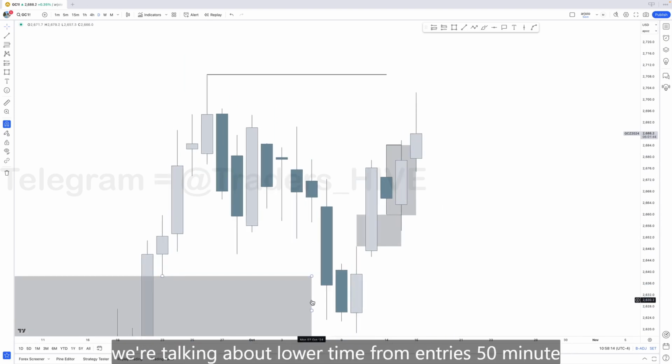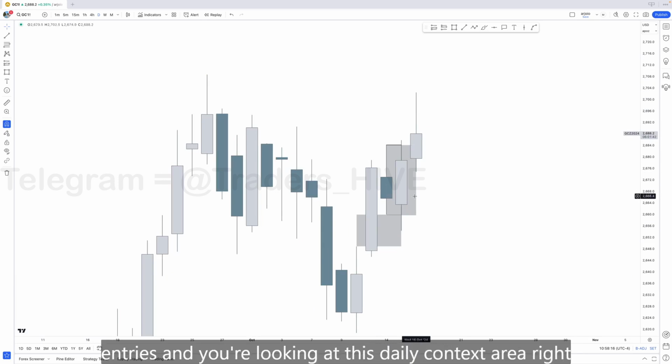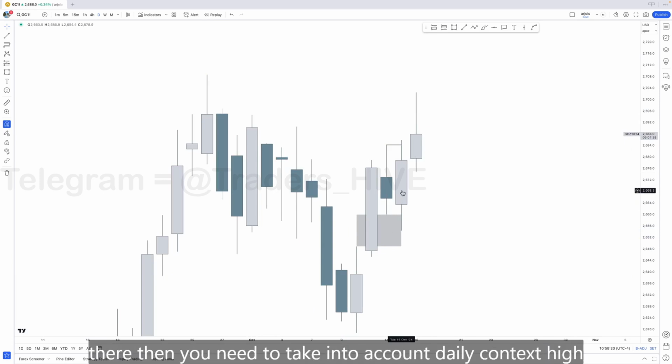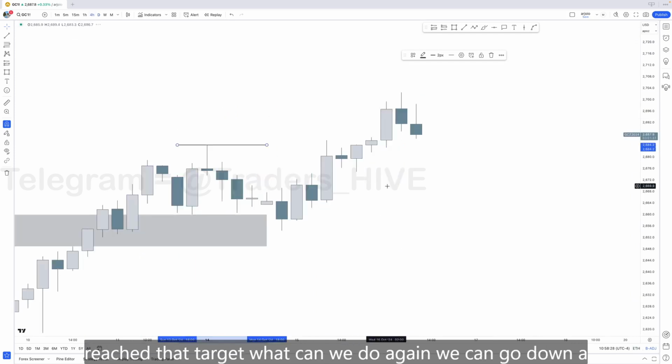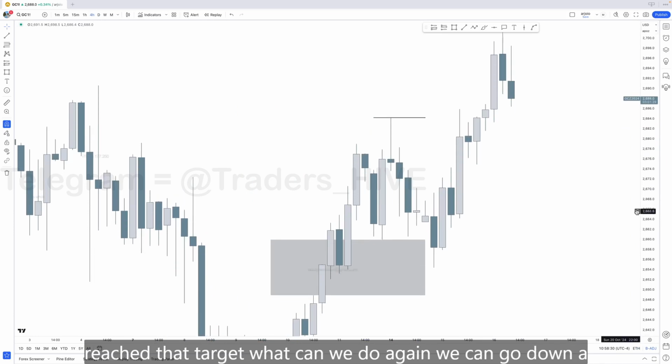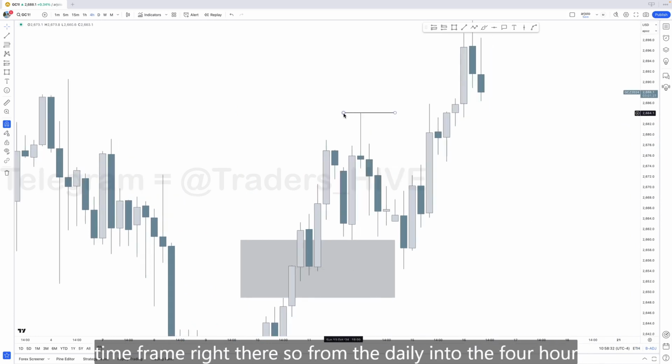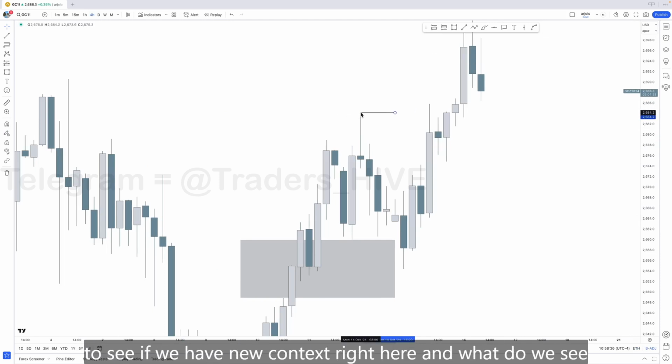But when we're talking about lower time frame entries, 15-minute entries, and you're looking at this daily context area right there, then you need to take into account the daily context high target right there as well. Very important. Now, once we have reached that target, what can we do again? We can go down a time frame right there, so from the daily into the 4 hour, to see if we have new context right here.